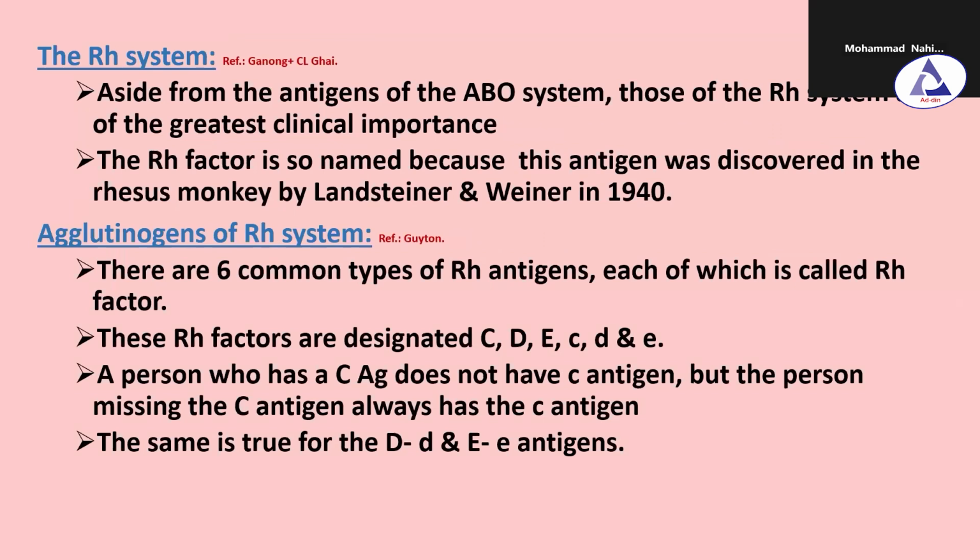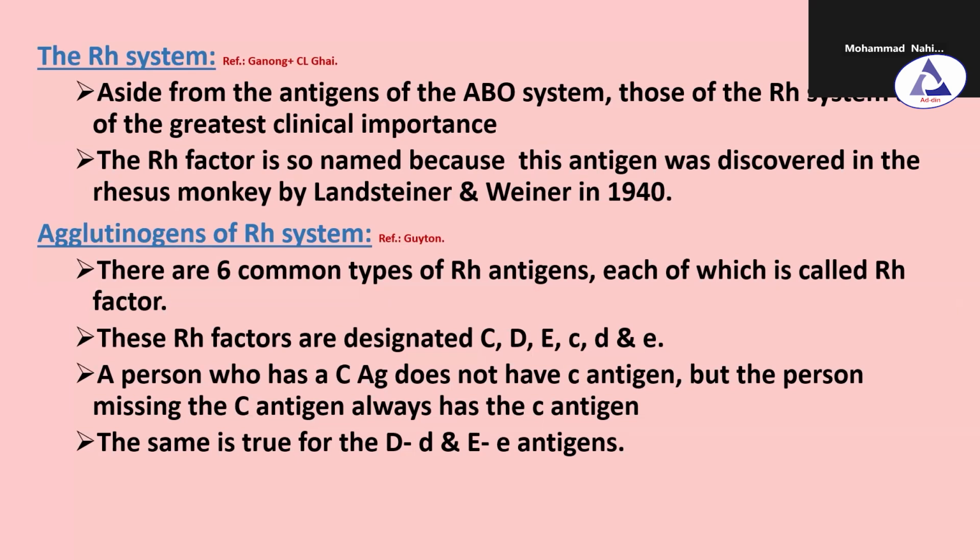That is the second major blood group system we have discussed earlier among the three blood group systems. Antigens or agglutinogens of the RH system. So, what are the antigens present in the RH system? There are 6 common types of RH antigen, each of which is called an RH factor. So, what are those 6 RH factors? These 6 RH factors are designated as capital C, D, E, and small c, d, e.